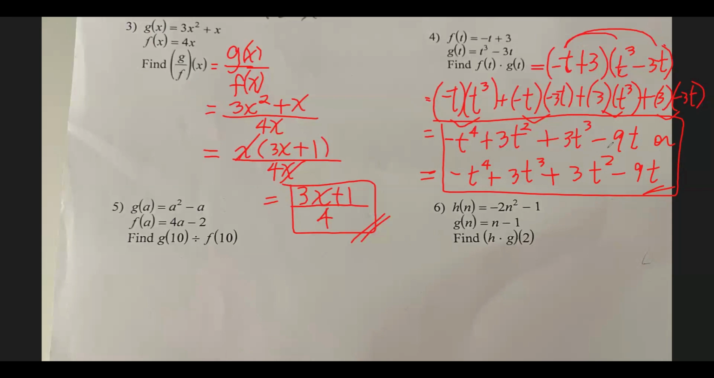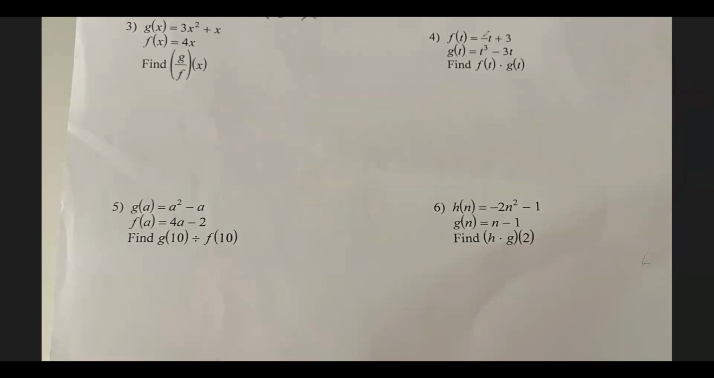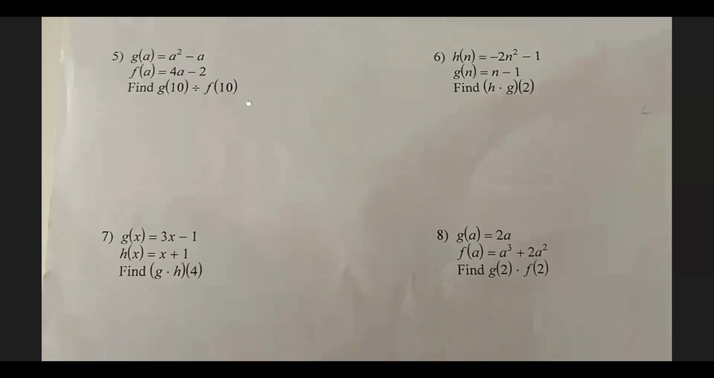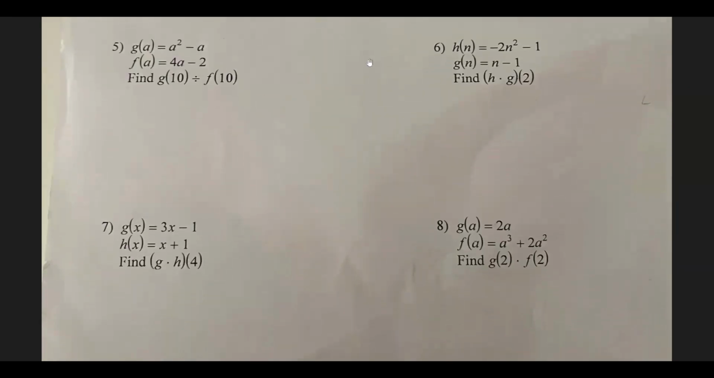All right, so that's our third and fourth example. So let's move to number 5 here. Okay, let me erase that. Let's move here. Okay. So this time you have the value of your variable.